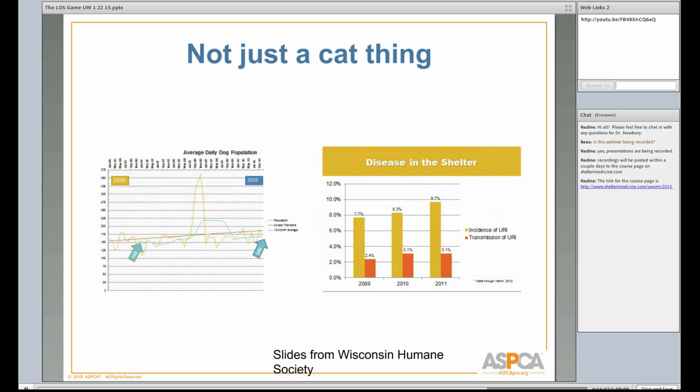This isn't all just true for cats, it's true for dogs too. This is from Wisconsin Humane in Milwaukee. What you see over here is a graph of how their population for dogs was going through these couple of years from 2006 to 2010. You can see how much disease they had in the shelter at that time. It was going up and up.